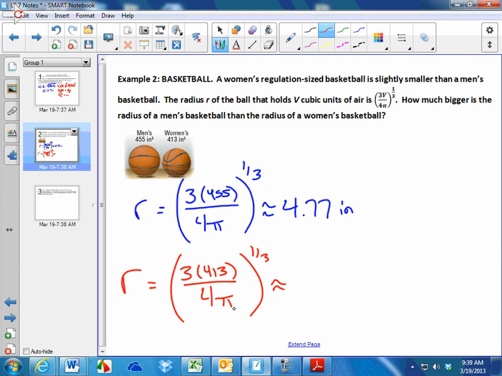That was just something that I wanted to make sure we talked about, because just because you type it in the calculator doesn't mean it's going to give you the right answer, because you still have to be careful as you're typing to type it in right. So we get 4.62.